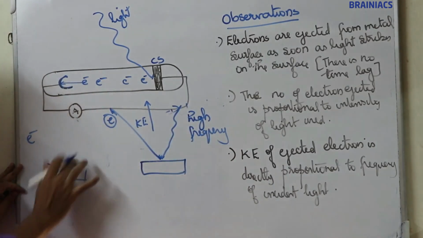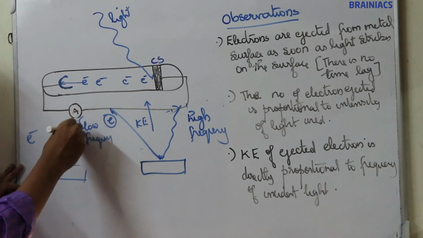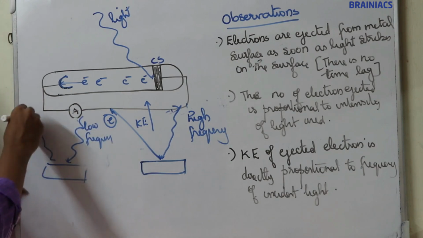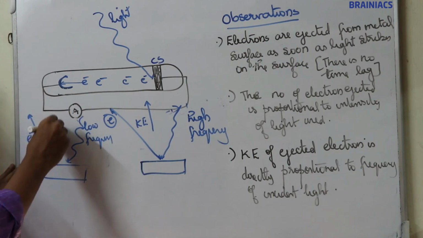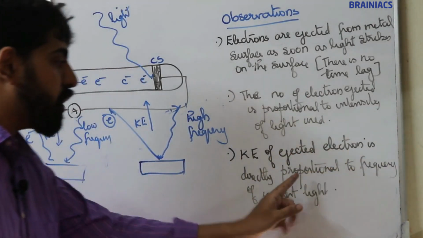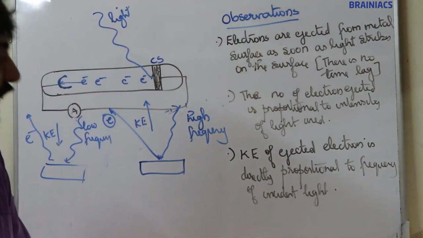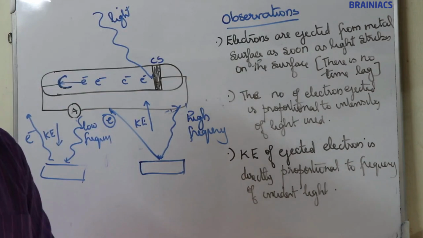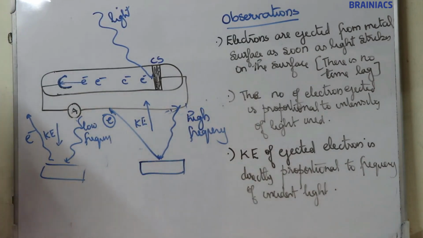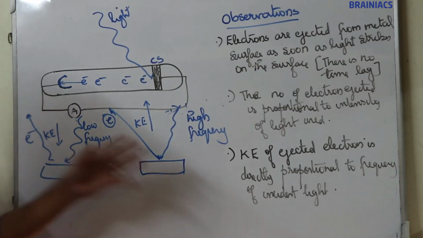But when he used low frequency incident light, the kinetic energy of the ejected electron is very less. So the kinetic energy of the ejected electron is directly proportional to the frequency of incident light. If the frequency of incident light is high, then the kinetic energy of the ejected electron is also high. But when he used low frequency incident light, the ejected electron has low kinetic energy. So these are his observations.